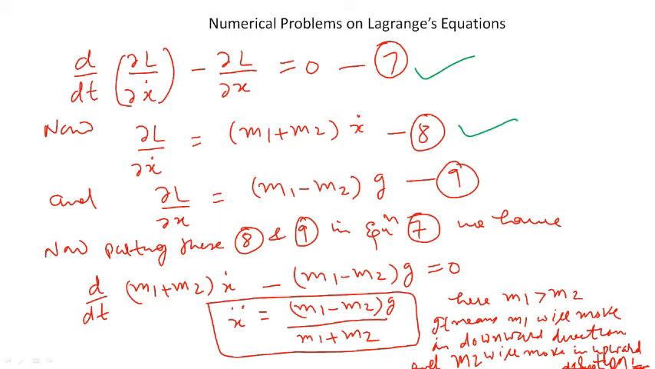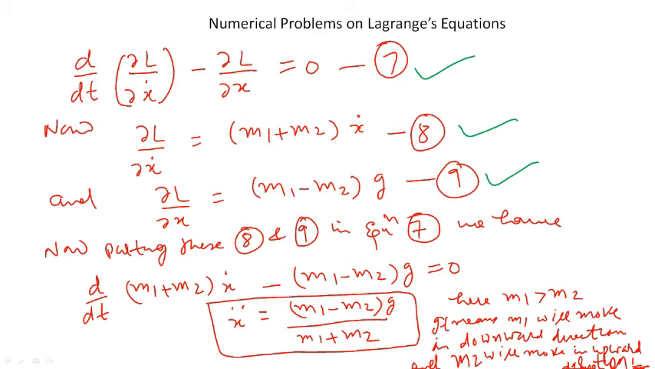Then we will find del L over del x, and it is equal to m1 minus m2 times g. Let us say it is equation number 9. Now we will put equations 8 and 9 in equation number 7. So we find that x double dot, which is the constant acceleration of the system, is equal to m1 minus m2 times g upon m1 plus m2.